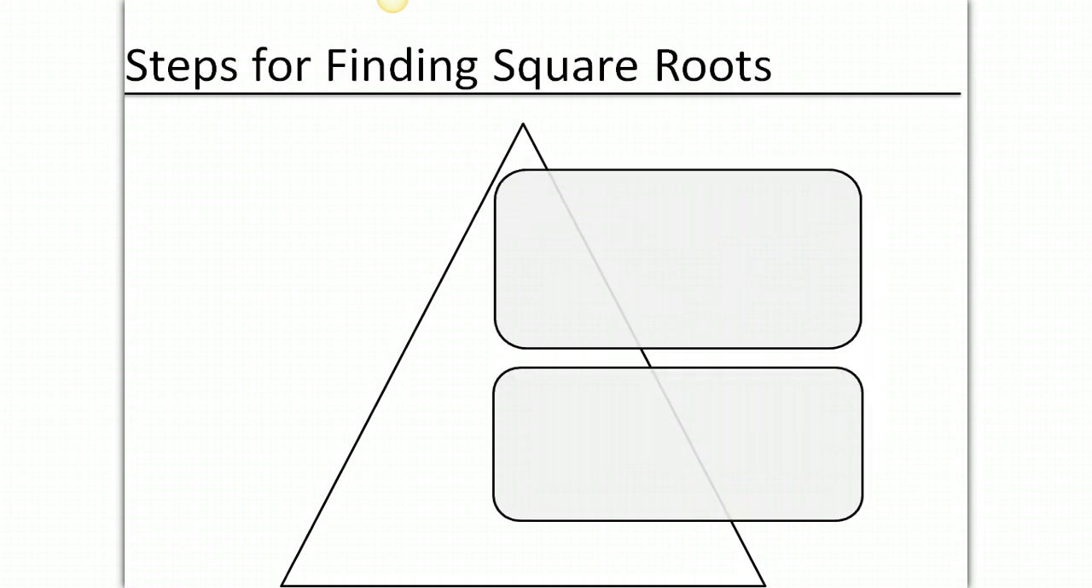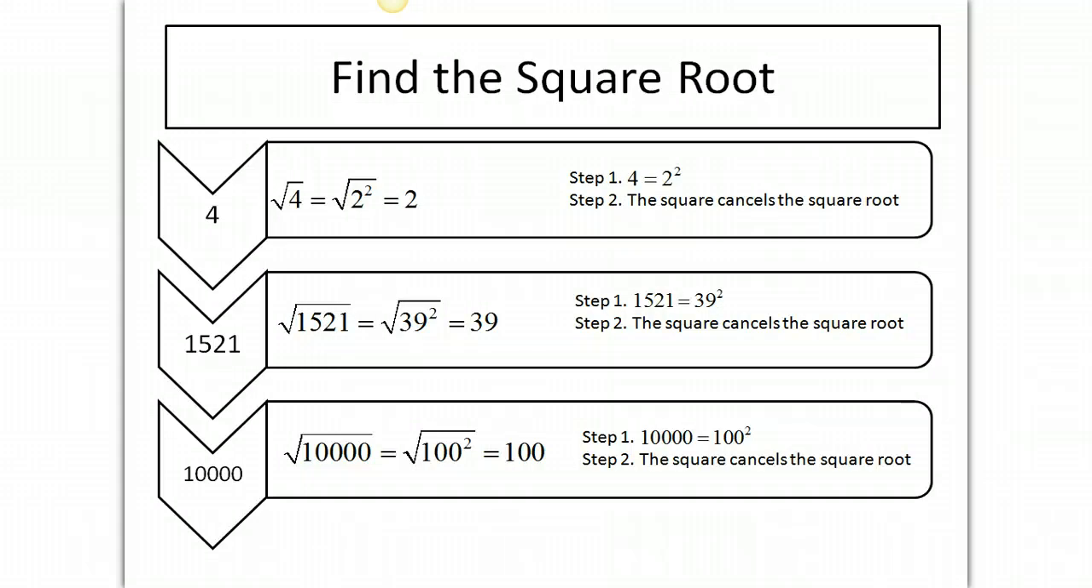So here are the steps for finding square roots with the information that we have seen so far. We would want to change the base of our root term to a perfect square. Then use the square to cancel the square root. So let's look at some examples. If we want to find the square root of 4, we'll just change the 4 to a perfect square, which 4 equals 2 squared. Then the root and the power cancel each other out, leaving 2 as the square root of 4.